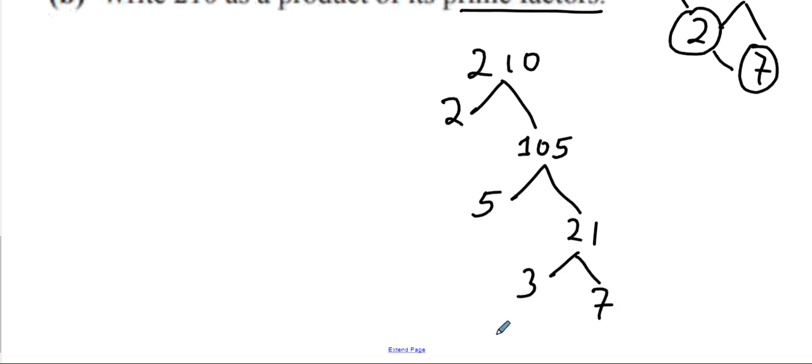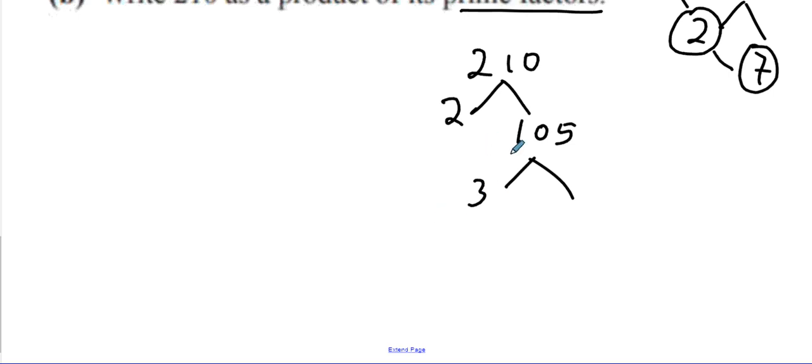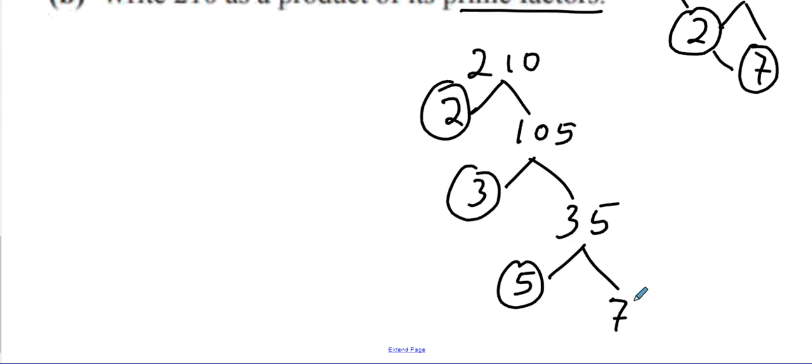Or if you want to arrange it nicely, you can start with a 2. 210 divided by 2, we got 105. Try a 3. Is this number divisible by 3? Let us see. This will be 3, that will be 35. Is this number divisible by 3? No. Try 4, no. Try 5. This will be 5 times 7. So you can see that all these numbers are prime factors.